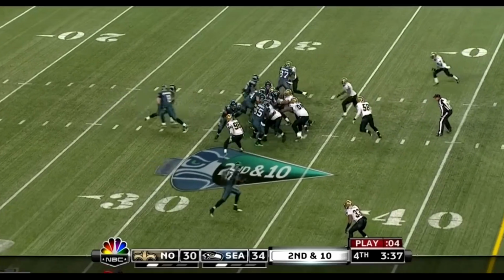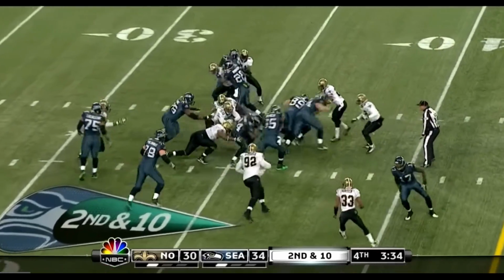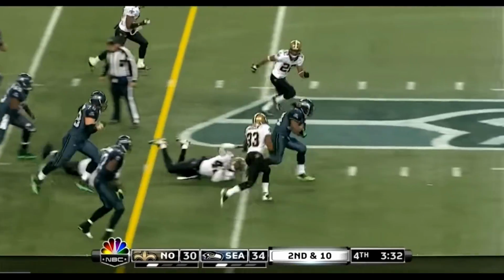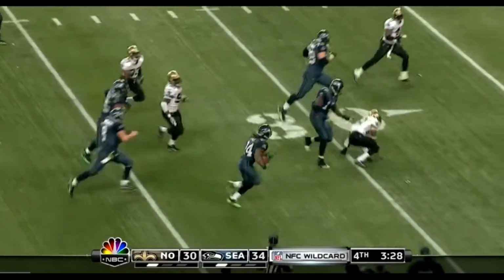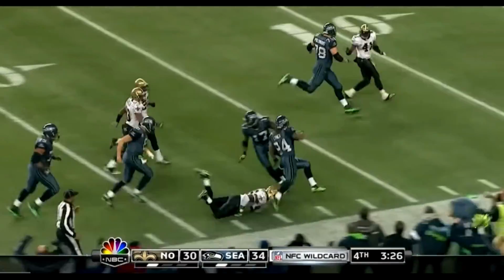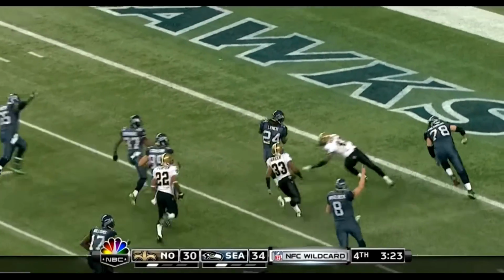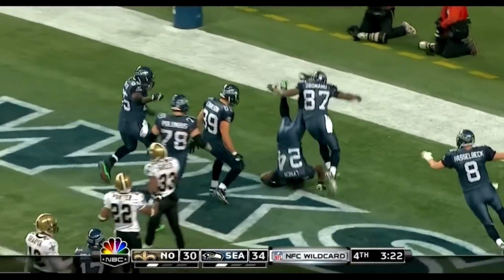Crowd silent now, as opposed to when the Saints have the ball. Oh, look at this run! What a run! Marshawn Lynch still on his feet. Has blockers now. He's dancing his way for the touchdown.